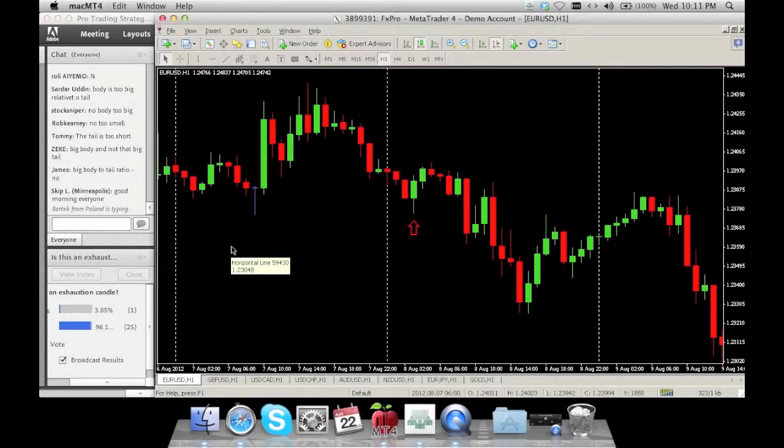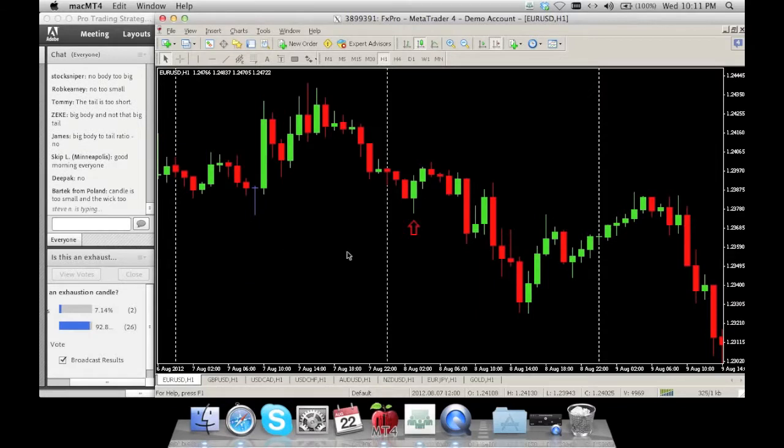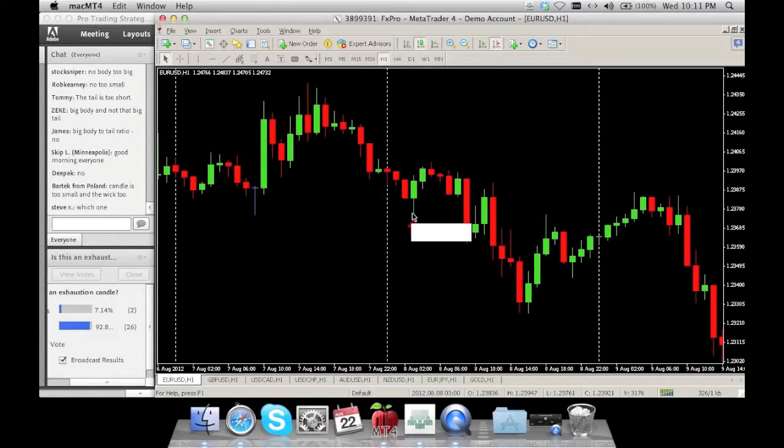Okay, so moving on forward. Now, what about this one? Why do you guys say no for this one? Big tail, big body to tail ratio. Okay, very good, very good.